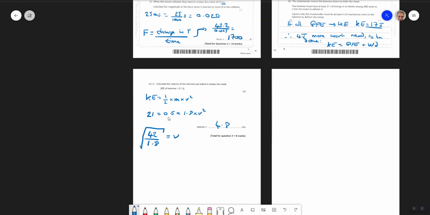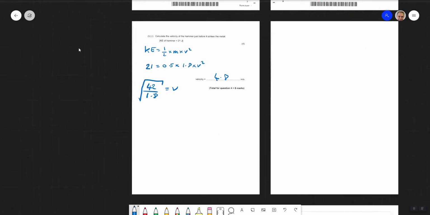You could also say 0.5 times 1.8 is 0.9. You get the square root of 21 over 0.9. Any kind of rearrangement of that is fine. Okay, so then we move on.